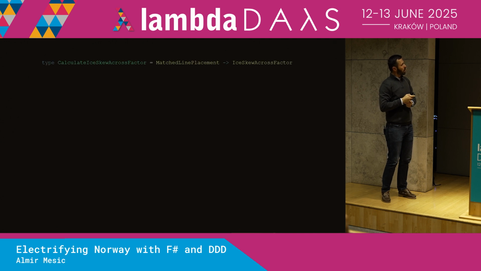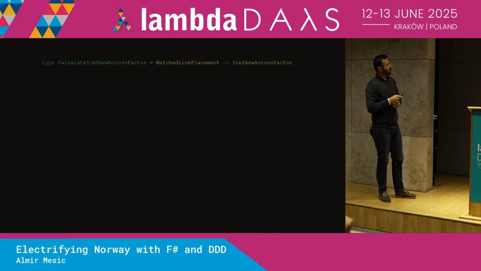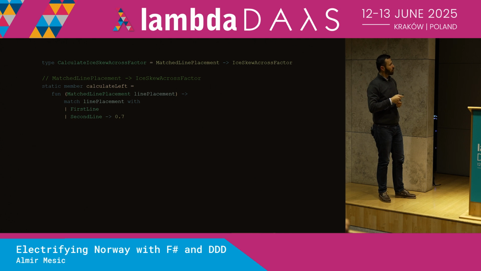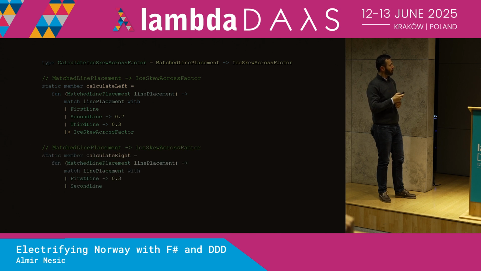The way we implement this is that we have a function alias stating that we take in a line and we get back a factor. So calculating the left one is, if it's first or second, it's 0.7. If it's third, it's 0.3. And the same thing we do for the right-hand side. Does this make sense?